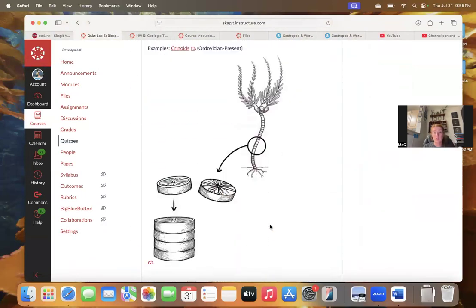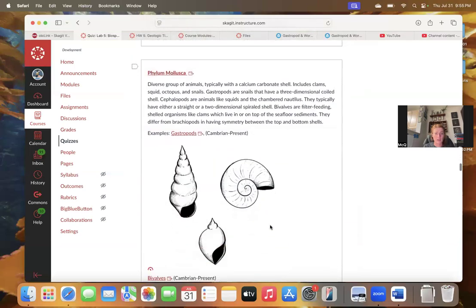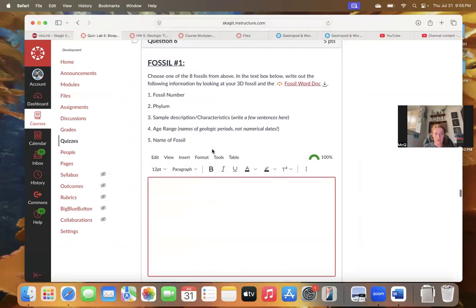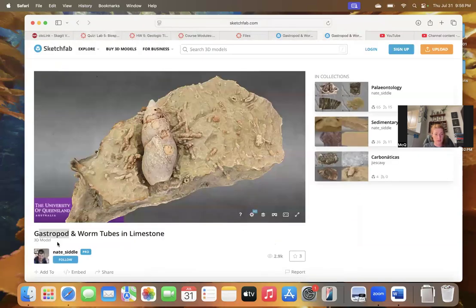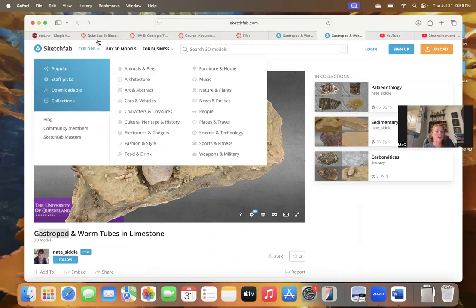Okay, so that's what I'm asking for there. And then the last one is just the name, which again was gastropod. That's all it is, gastropod. Yay, easy peasy.